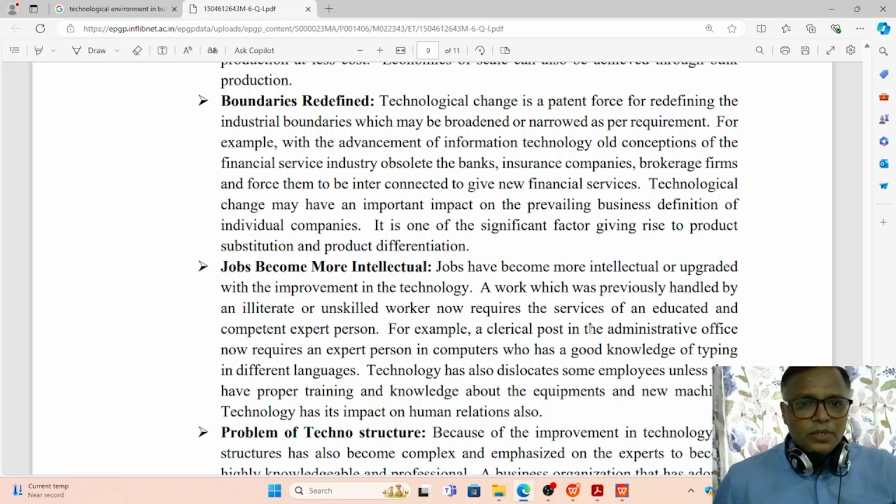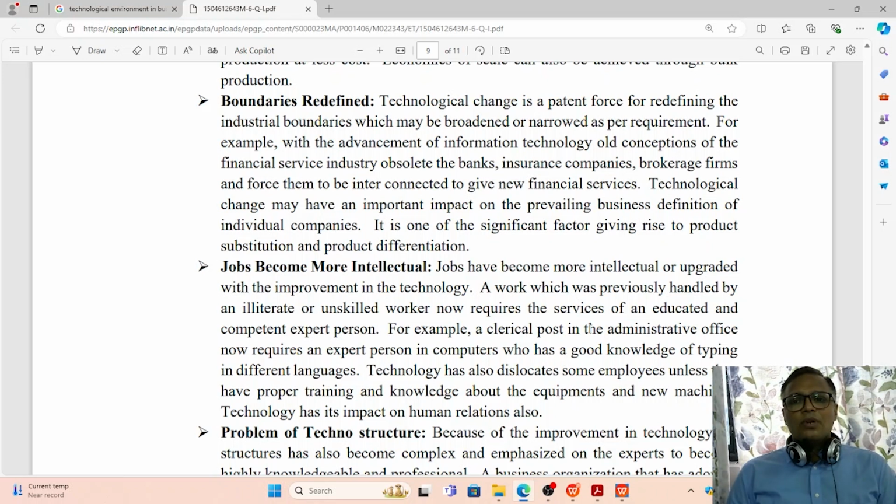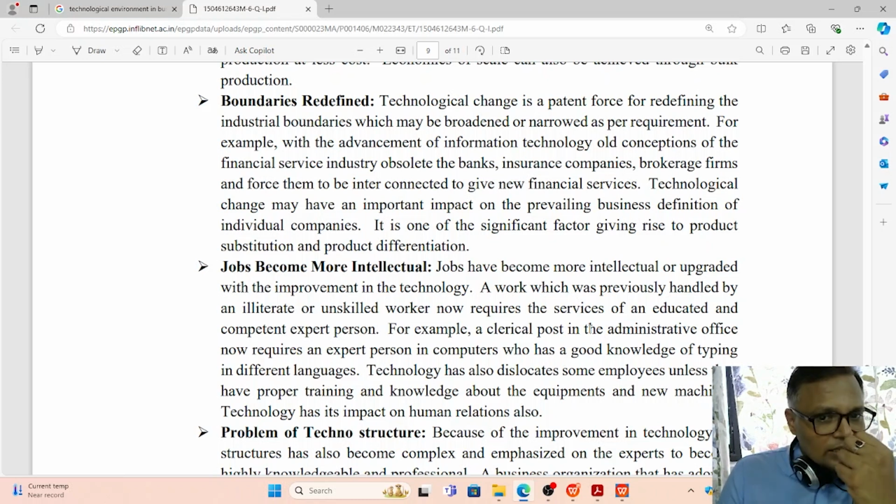Next is about jobs. Jobs become more intellectual. People have become more intellectual and upgraded with the improvement in technology. Work which was previously handled by illiterate or unskilled workers now requires the services of educated and competent experts. For example, a clerical post in the administrative office now requires an expert person in computers who is also good in typing in different languages. Similarly, technology also dislocates some employees unless they have proper training and knowledge about the equipment and the new machines.